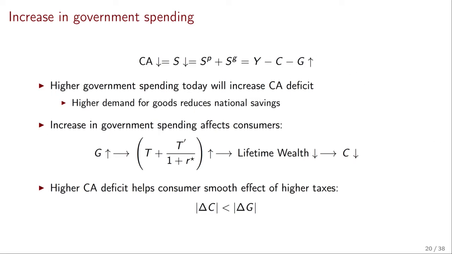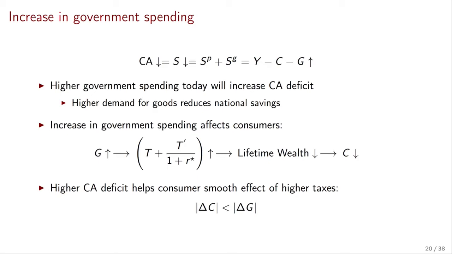The effect is not ambiguous. What's happening here is that the consumer is able to borrow from abroad to soften the blow of the higher taxes, being able in this way to smooth consumption. So it has to go down because of the higher taxes, but it can smooth out that shock by going and borrowing in international markets.